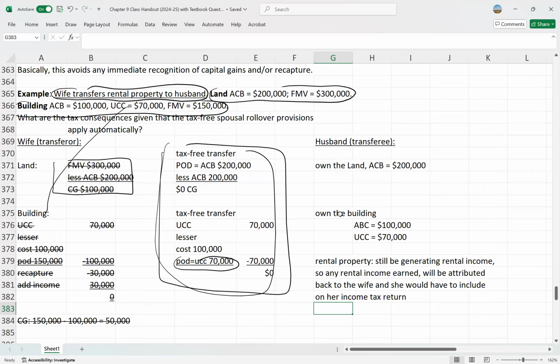Is that indefinite or just for the first year? Indefinite. Yeah, because there was no tax on the transfer of the property because it was all done to avoid tax. So that means in all the future years, any rental income would have to be reported by her, even though it's in his name. Okay, thanks. Yeah, you're welcome. Any other questions?